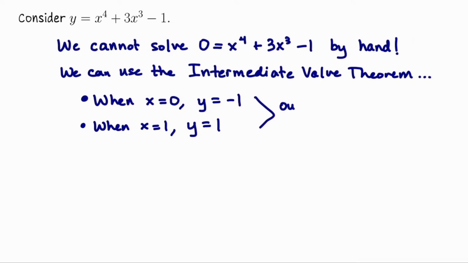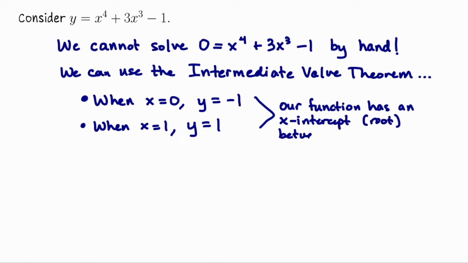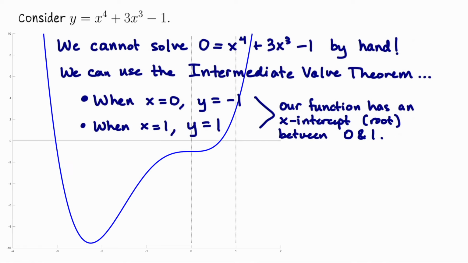The intermediate value theorem for a continuous function tells you that between x equals 0 and x equals 1, y moved from negative to positive values. That tells us that there's a crossing between those two x values. In other words, our function has an x-intercept or a root between x equals 0 and x equals 1. Let me put back up the graph of this function. You'll see that we're identifying this root on the right.